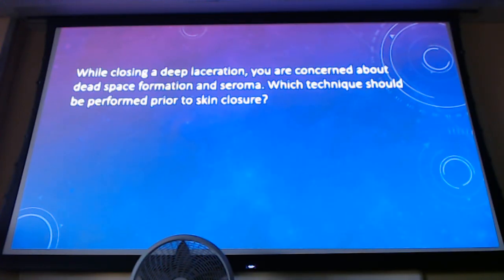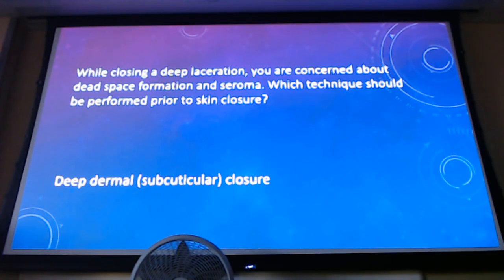While closing a laceration, you're concerned about dead space and the formation of seroma. What technique do you want to use? What do you think? Hey, what are those called? Deep dermals. Very good. So subcutaneous, you want to get that deep dermal to help prevent hematomas and seromas. So you got to close that bottom space first, and then you can close the skin.